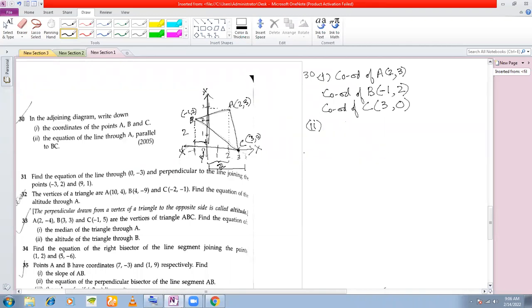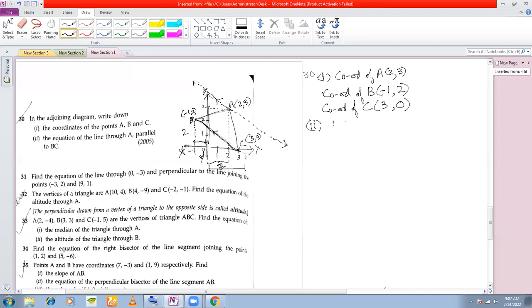The second part of the question says: equation of the line through A parallel to BC. Let us say you have a line like this, which passes through the point A, okay, and which is parallel to BC. You need to find out the equation of this dotted line. So how do you find out? First of all, because these two lines are parallel, their slopes must be equal, right? So therefore, we'll first find out the slope of BC. We know 2 points on this line BC, right?